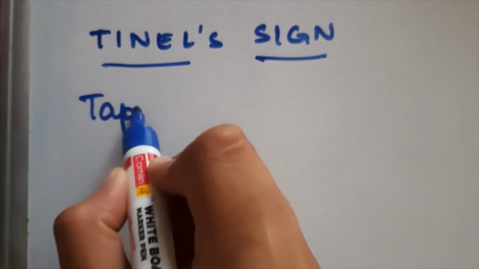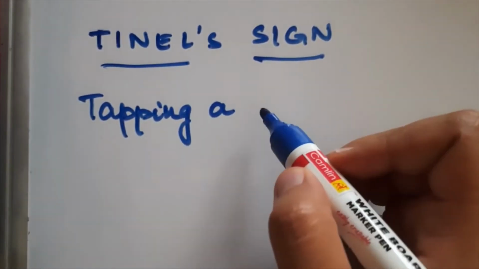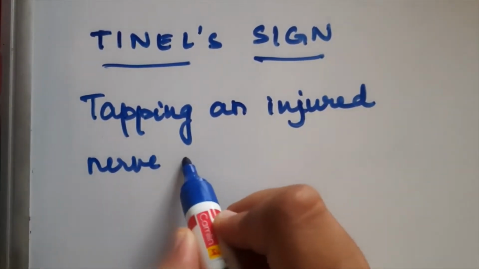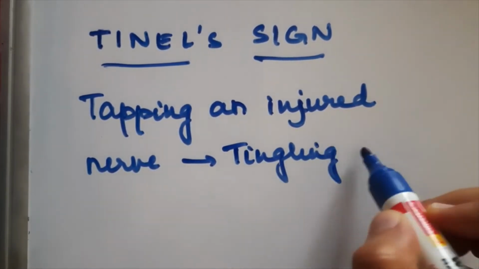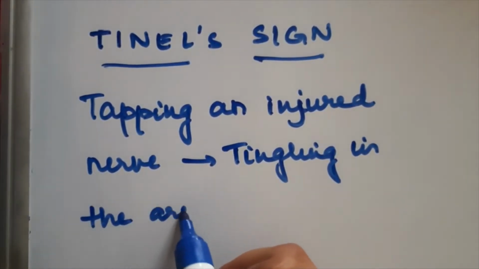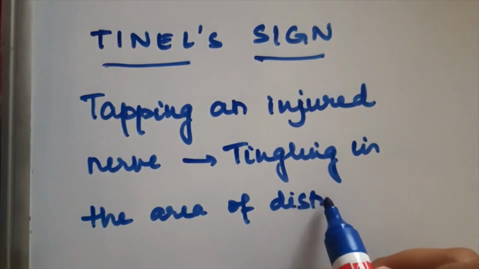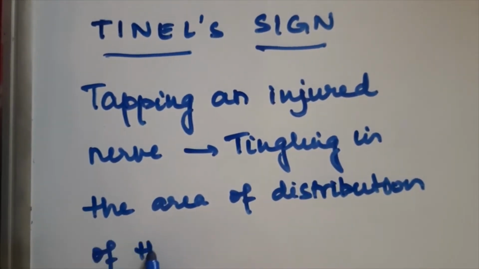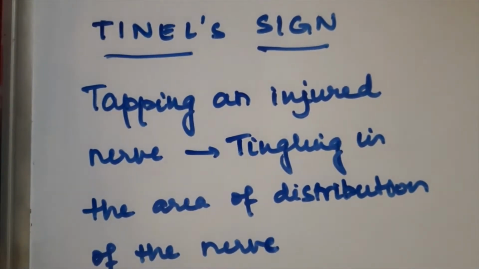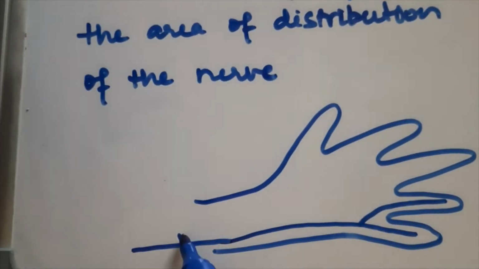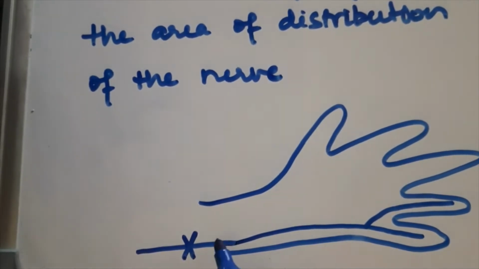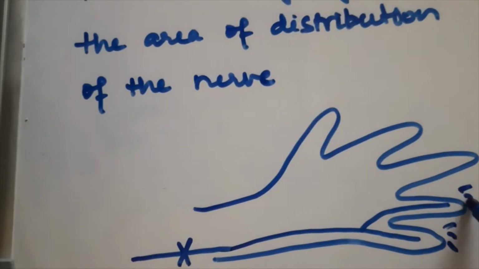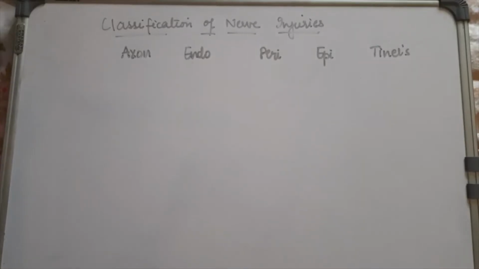Now let us look at Tinel's sign. Tinel's sign is usually seen when an injury causes loss of sensation in the sensory distribution of the nerve. In Tinel's sign, tapping the injured nerve at the site of injury leads to a tingling feeling in the distribution of the nerve. So as you can see in this diagram, when an injured nerve is tapped, the patient feels a sensation of tingling in the distal area that it supplies.